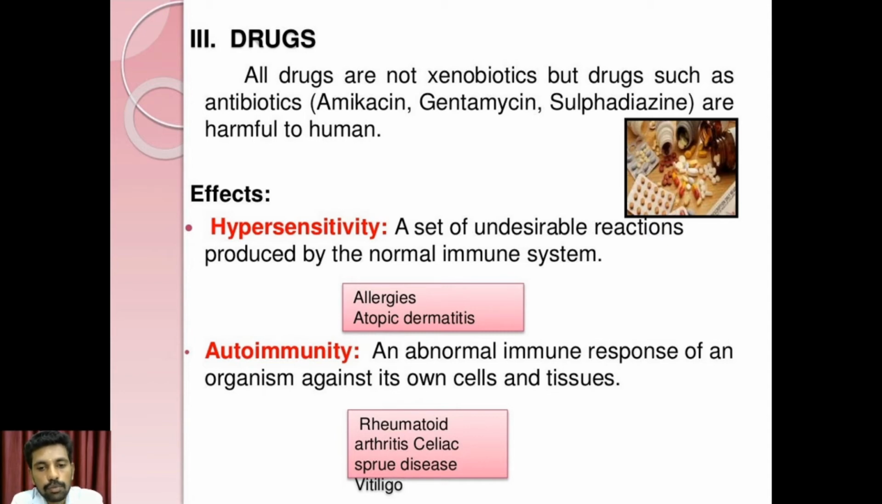The second one is autoimmunity. Autoimmunity is the immune system's response of an organism against its own body cells and healthy cells, tissues, and other normal body constituents. It is affected by xenobiotics through the healthy ones.